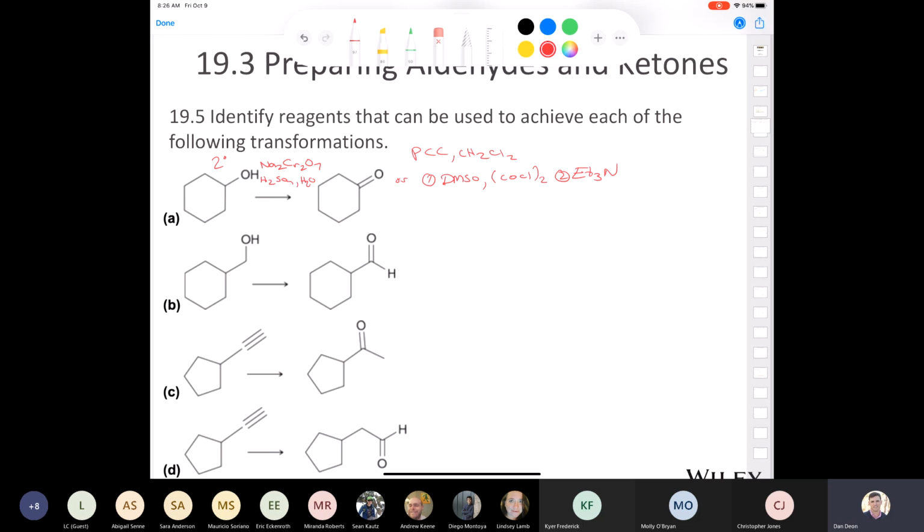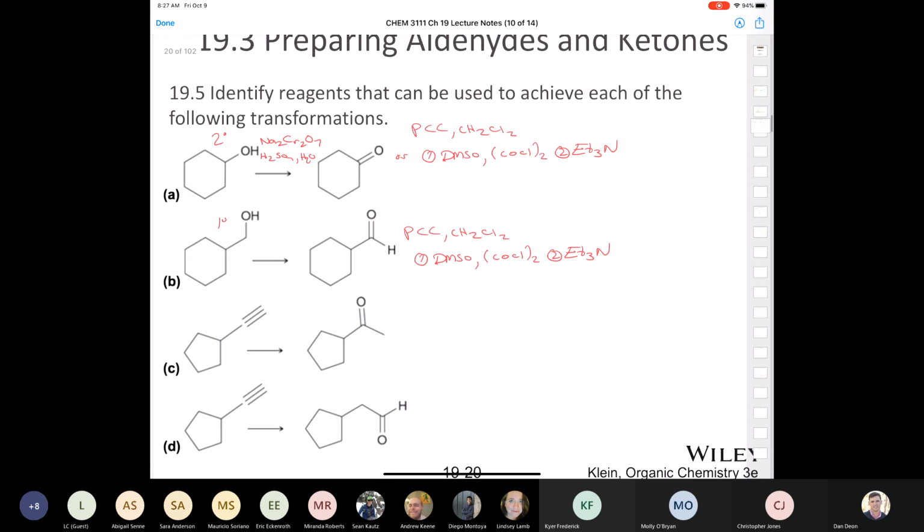The next one is the oxidation of a primary alcohol to an aldehyde. I'm just going to copy and paste what I wrote over here. Okay, we can't use chromic acid because if we were to try to use chromic acid here, we would end up oxidizing to a carboxylic acid. But either one of these strategies will work for oxidizing a primary alcohol to an aldehyde.